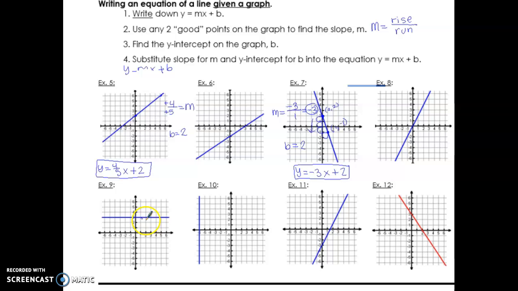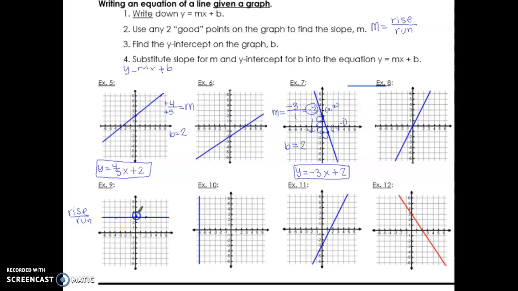If you look at these 2 graphs or lines over here, graphs, line, same thing, right? If we were to find the slope of this line, it would be rise over run again. So if we pick 2 good points, this one and this one right over here, because this one falls on the y-axis and this one falls on this line right over here.